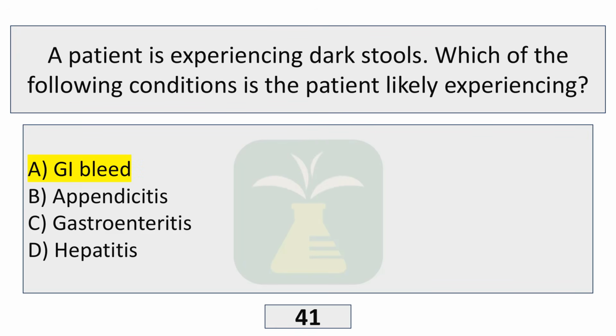Correct answer, A. GI bleed. Dark, tarry stools often indicate bleeding in the GI tract. Dark stool should be reported immediately to the nurse in charge.